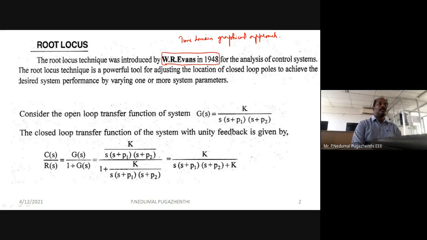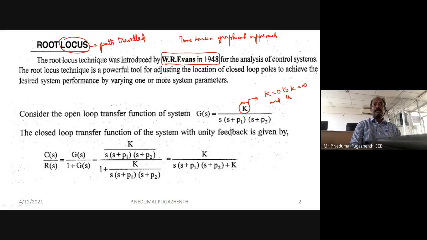What is meant by a locus? Locus is nothing but the path traveled. What path traveled? The path traveled by the roots of the system. We call this root locus: the path traveled by the roots of the system while you are changing your gain value k, which is varied from k equal to 0 to k equal to infinity.